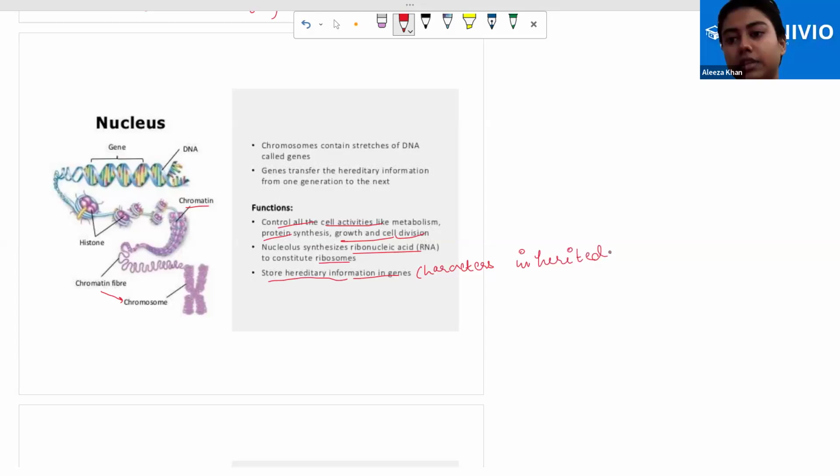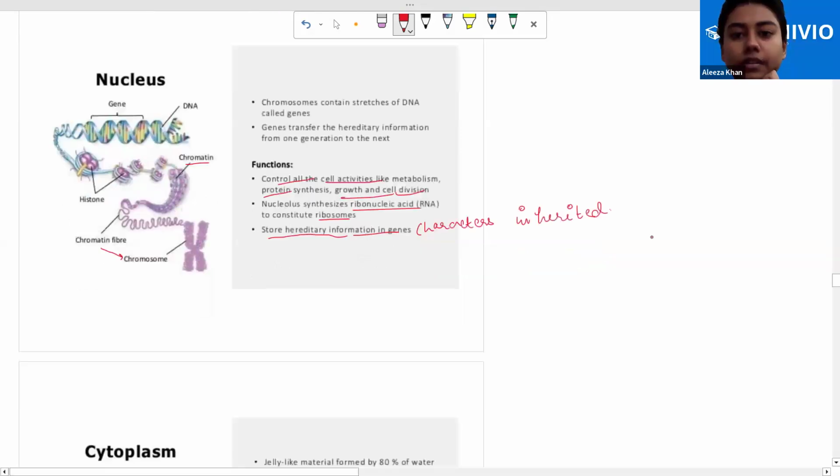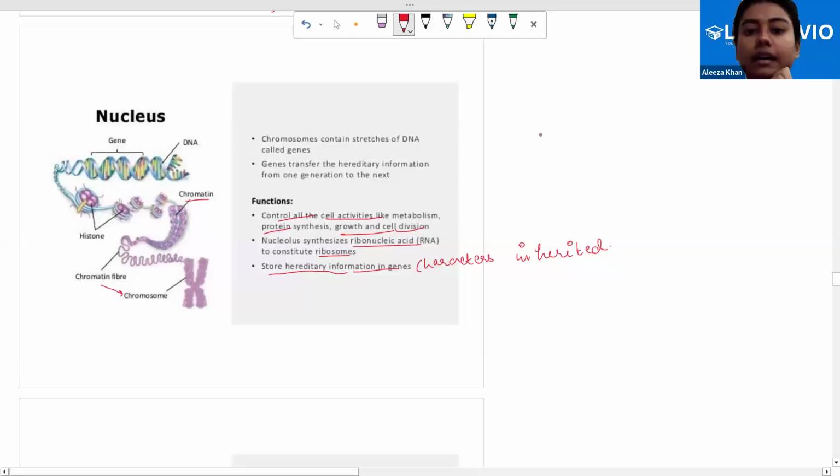Any doubt in any of the functions? No, ma'am. Please draw this diagram also, just a rough diagram, and label these parts. Or else you can take a screenshot of this image, but write these points in your notebook for the functions of the nucleus.